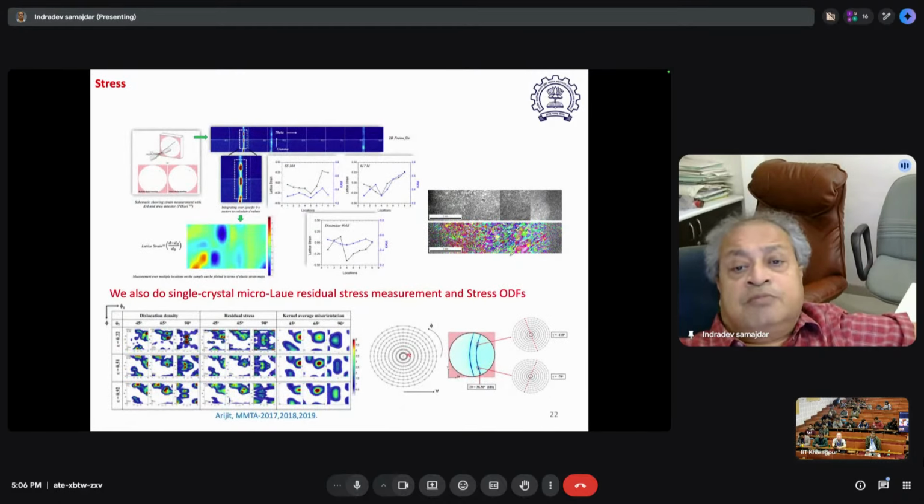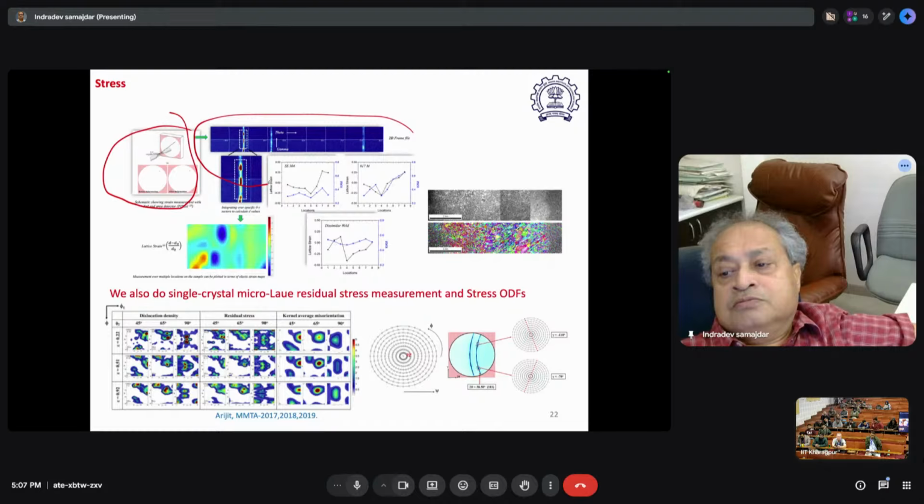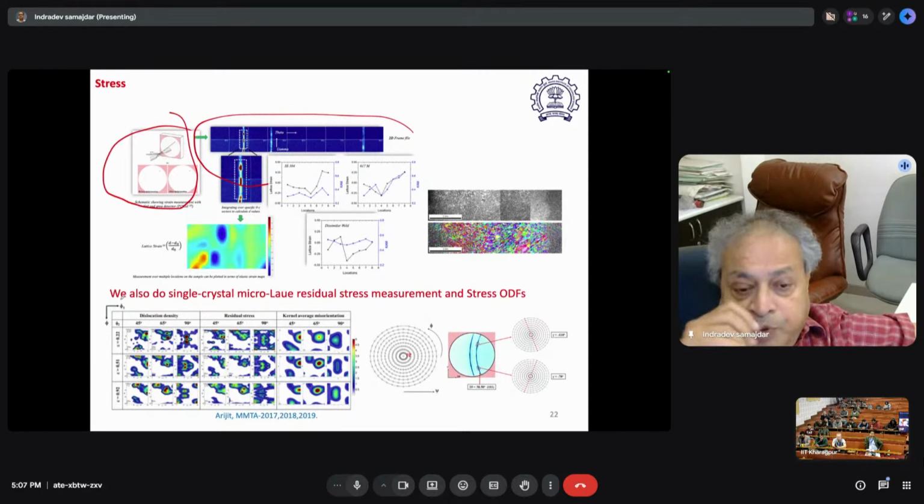Of course, there is much more. You can do the stress by micro-Laue diffraction, which I told you. You can do it for the entire space. You can map something for stress, like this part of the weldment. You can plot the dislocation density and stress in the Euler space, so you just follow the ODF pole figures. So all these can be done.